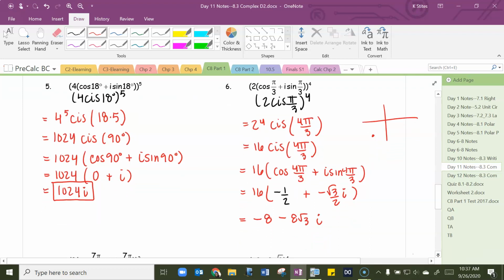And what I would recommend is that you put the i with the 8 so it doesn't look like it's underneath the square root. But if you're not going to do that, make sure it's super separated there. All right, there you go.